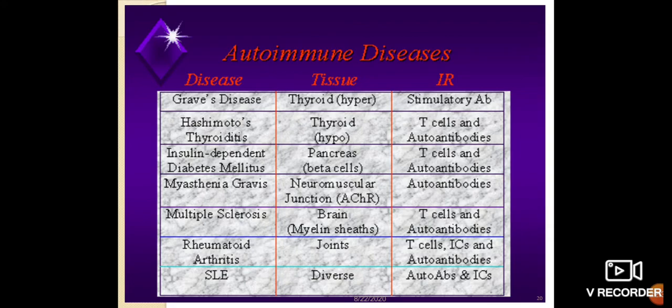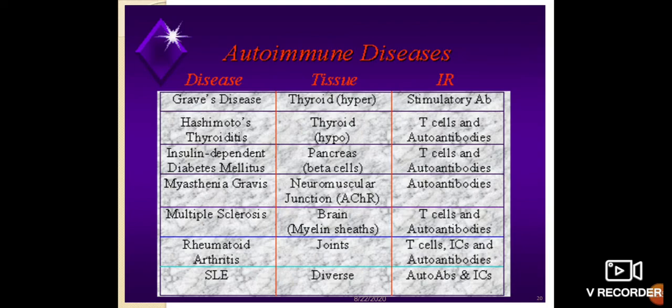In Graves' disease, there is stimulatory antibody. In Hashimoto thyroiditis, T cells and autoantibody. Insulin dependent diabetes, also T cells and autoantibody. In myasthenia gravis, autoantibody against acetylcholine receptors. In multiple sclerosis, there are T cells and autoantibody against myelin sheath.